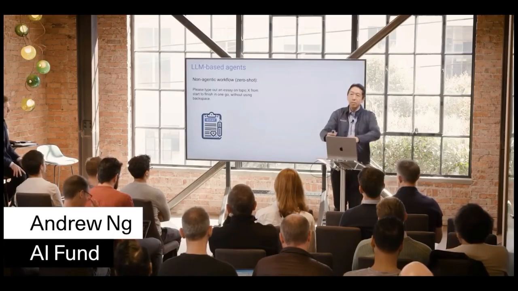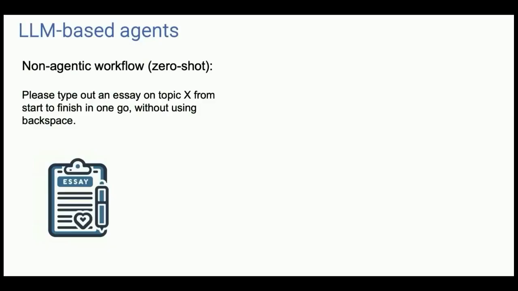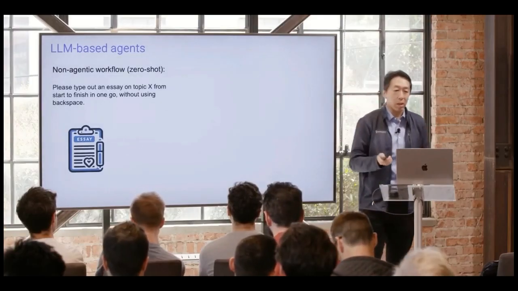So AI agents, today the way most of us use large language models is like this, with a non-agentic workflow where you type a prompt and it generates an answer. And that's a bit like if you ask a person to write an essay on a topic, and I say, please sit down at the keyboard and just type the essay from start to finish without ever using backspace. And despite how hard this is, LLMs do it remarkably well.